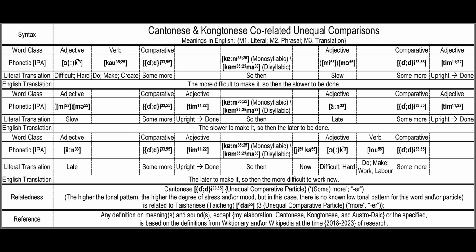How to use the vocabulary that means difficult in Cantonese within correlated unequal comparison. In Cantonese and Kongtonese, 我搞啲咁啊摸啲掂，摸啲掂咁啊硬啲掂，硬啲掂咁啊依家惡撈啲。The more difficult to make it, so then the slower to be done.